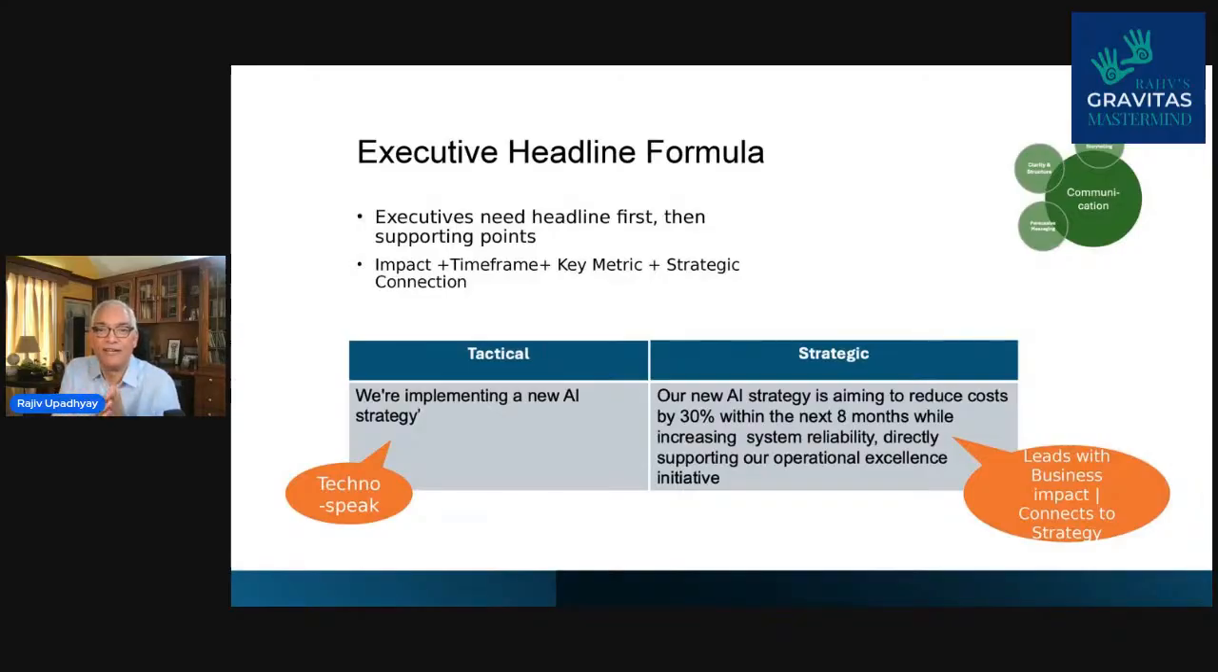Once he has communicated that impact, then he's talking about the timelines and what exactly it is going to do when it comes to system stability and reliability. It also connects directly with the organization's priorities, the operational excellence initiatives, right? So this will make much more sense to a business person than your technobabble. Many a time, leaders don't structure their communication in business speak like this. So this is something which is important for you to understand.